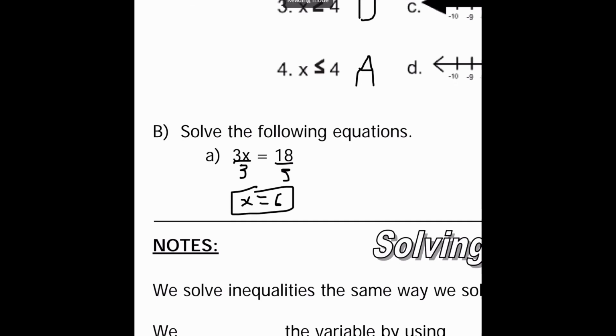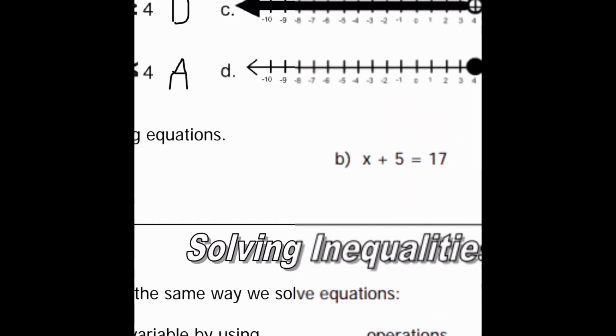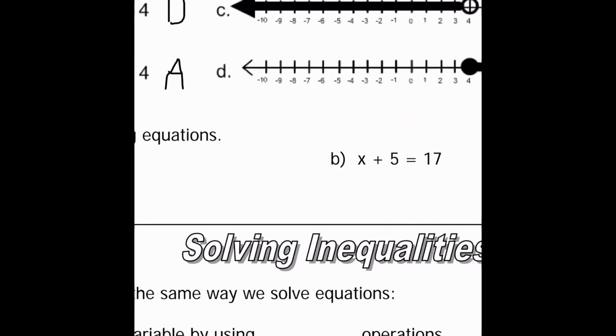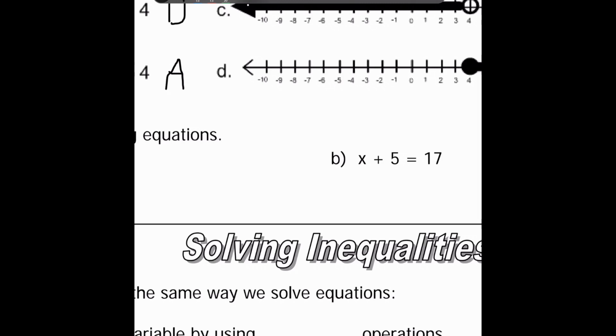And next question. B, x plus 5 equals 17. We're going to use our inverse operation of addition and subtract 5 from both sides. In doing so, we get x equals 12.